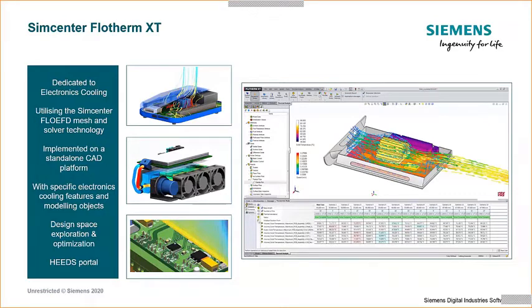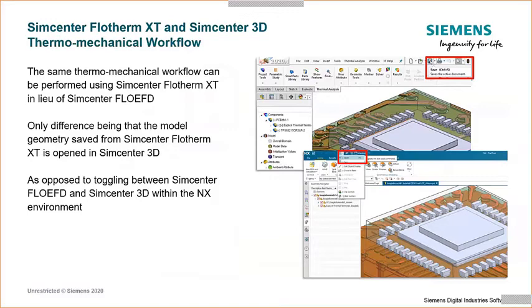Now, in terms of Simcenter Flowtherm XT being used in conjunction with Simcenter 3D, suffice to say, and without repeating the previous slides, exactly the same thermomechanical workflow can be performed using Simcenter Flowtherm XT in lieu of Simcenter FlowEFD. The only difference being that because Simcenter Flowtherm XT is based on a standalone CAD platform, all that would happen is the model would be saved out of Simcenter Flowtherm XT and simply opened in Simcenter 3D, as opposed to the toggling between FlowEFD and 3D that we saw in the previous workflow. Apart from that, exactly the same workflow and value can be achieved.